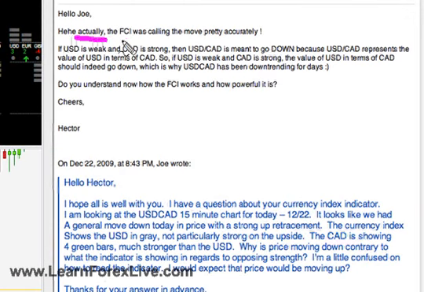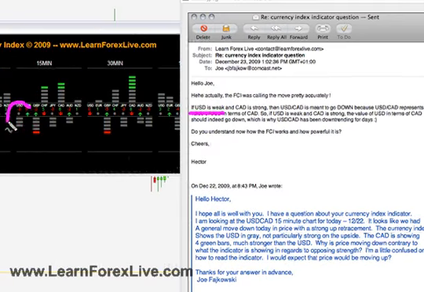Actually, the Forex currency index was calling the move pretty accurately, and here is the explanation. If USD is weak, and Canadian dollar is strong on that particular time frame, let me keep on reading. Then the USD against the Canadian dollar is meant to go down, not up. It's meant to go down.